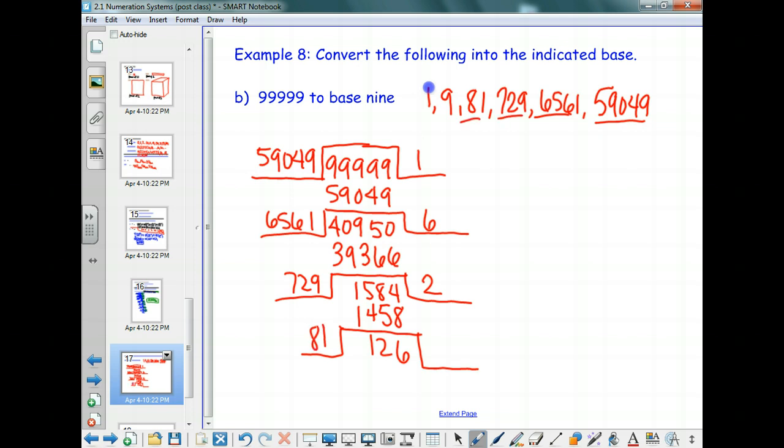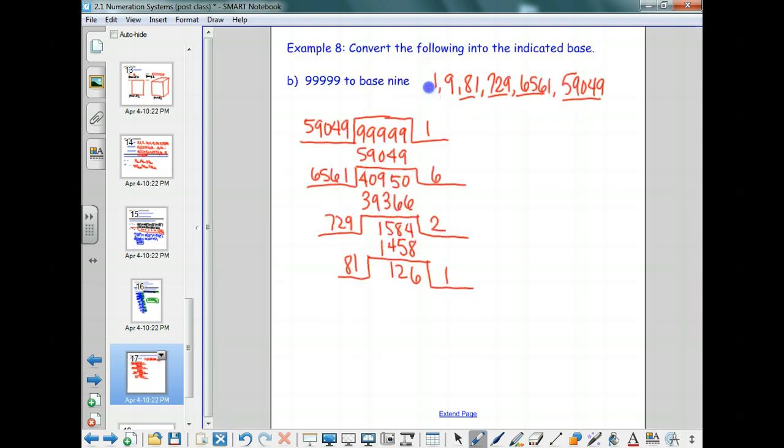81. How many times will 81 go into 126? Once, right? What's 126 minus 81? 45. Now what am I dividing by? 9. How many times will 9 go into 45? 5. Oh, it's like in chorus. And 5 times 9 is 45. Do not be tempted to stop early.